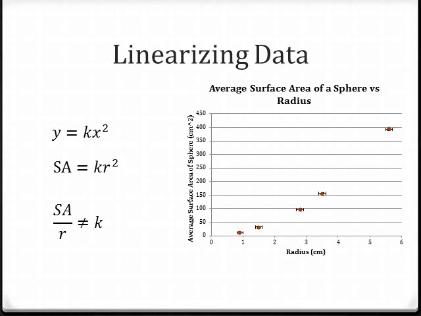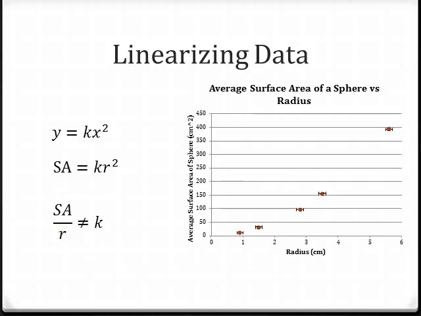All right, so like we said earlier, y equals kx squared, or the surface area is equal to some value k times r squared. That's our equation. We're trying to figure out what k is. In this case, we know that the surface area is not proportional to the radius. So in other words, surface area divided by radius does not equal some constant.